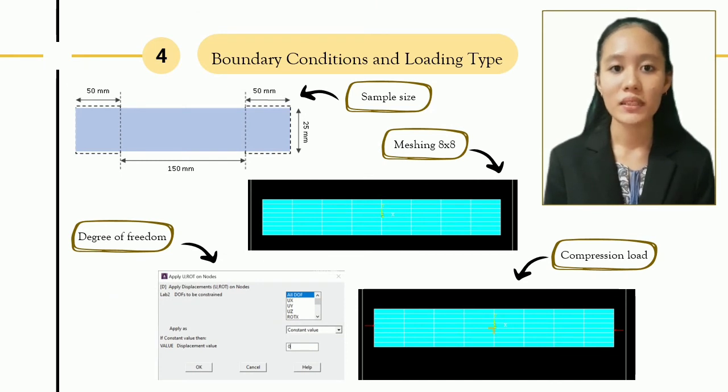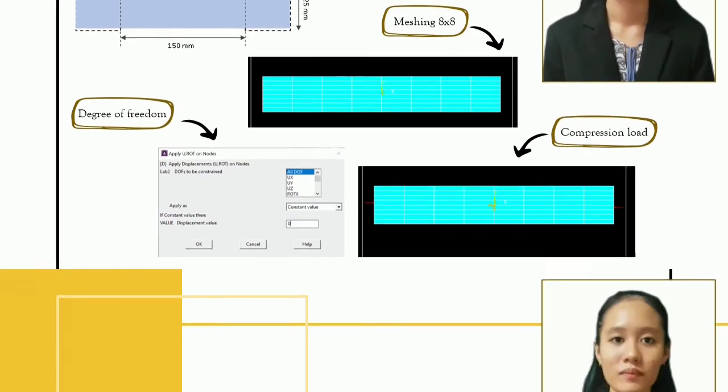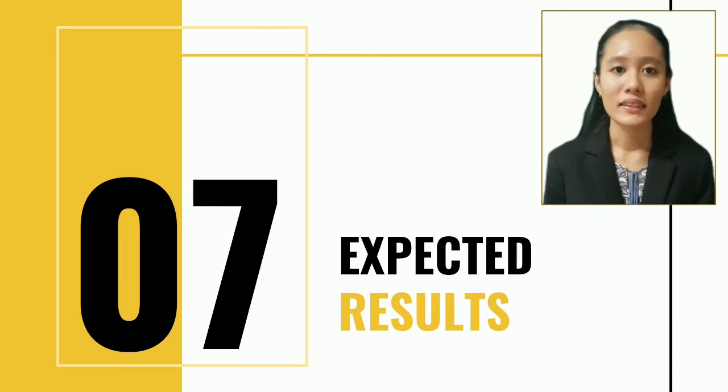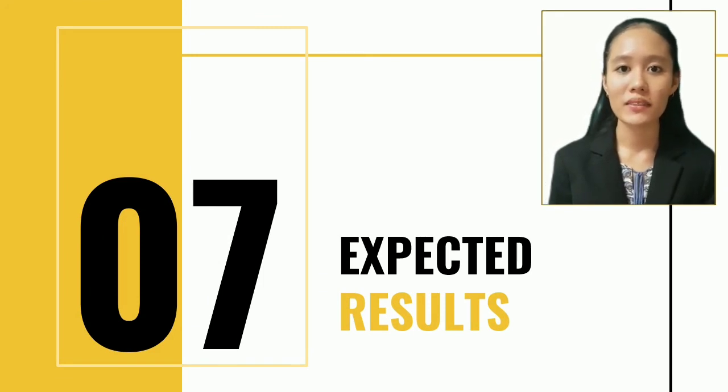Shown is the example of sample size of the FRP composite, meshing size of 8 times 8, degree of freedom and example of compression load used in the testing. The seventh section is the expected results for this project.